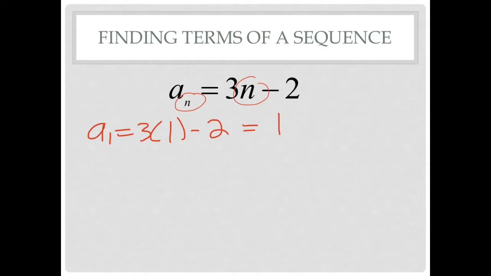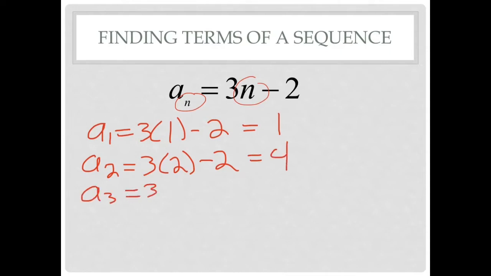If I wanted to find the second term, I do the same thing, plug in a 2 for n, which means that my second term is going to be 3 times 2 minus 2, which is 6 minus 2, or 4. If I wanted to find the third term, we do the same thing, plug in a 3 for n, and I would get 9 minus 2, which is 7.